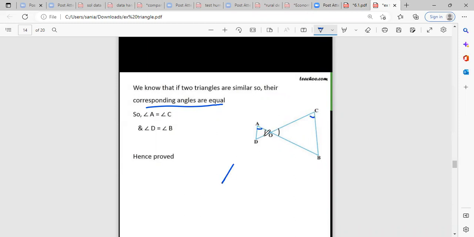This side is equal to this side, and this side will be equal to this side. So this angle will be equal to this angle, and this angle will be equal to this angle. So this angle will be equal to this, and this angle will be equal to this, right? Yes, teacher. So hence proved. Clear? Yes, teacher.